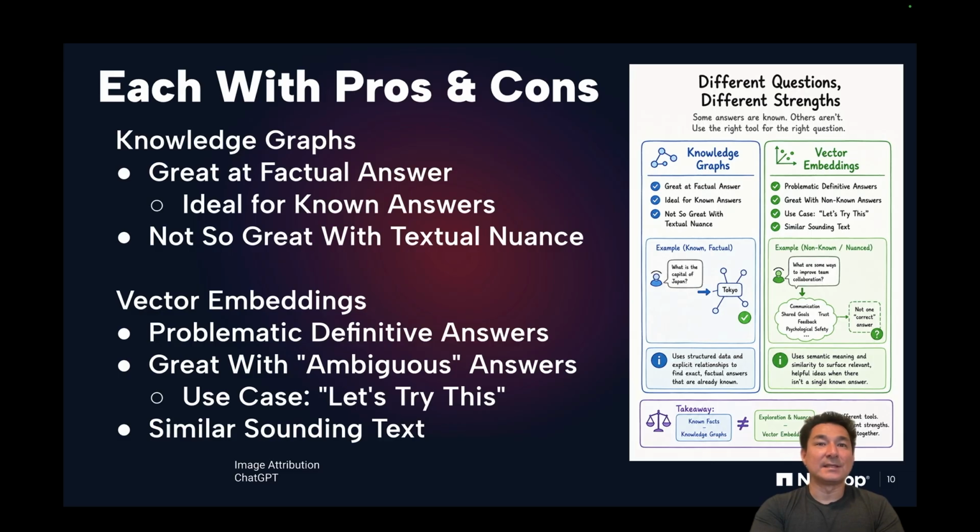One great example of this, if you hit a problem in a Kubernetes deployment for a pod, there might be a number of remedies you might consider in order to fix the pod deployment. This is where vector embeddings really shine. But again, the takeaway here is similar sounding text doesn't necessarily have to contain the answers to your question.